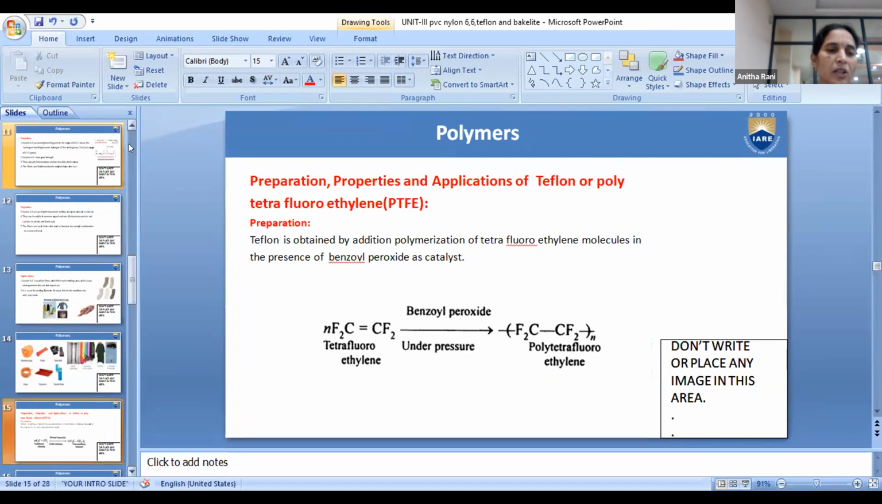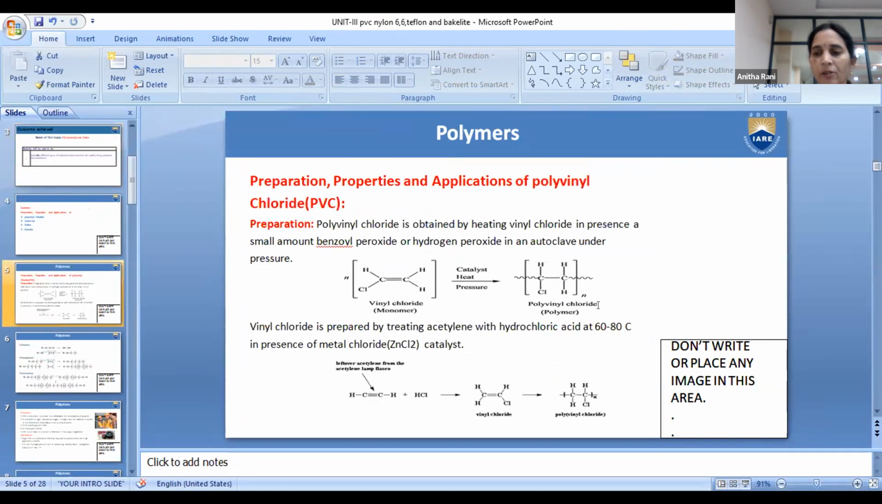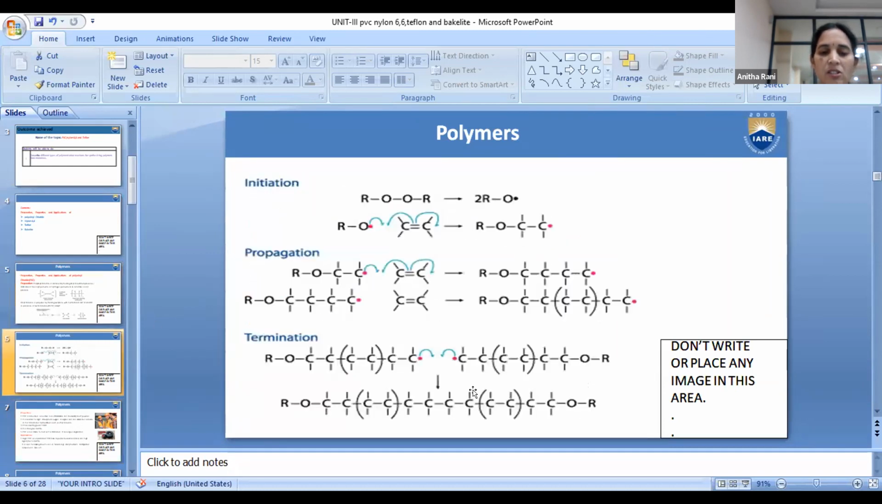Polytetrafluoroethylene. Same like one more example we discussed, polyvinyl chloride. We are taking n number of vinyl chloride molecules, adding catalyst, applying heat and pressure. We are adding n number of the same type of monomers, and here also we are getting a straight chain polymer, polyvinyl chloride. It is also prepared by addition polymerization. You can see the straight chain.